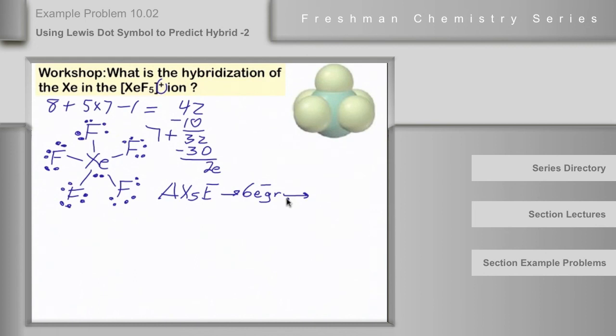And therefore, what hybridization? SP3D2? No, not quite. We need 6 hybrids. Still not right. That's only 5. SP3D2, or if you prefer, SP3, D2, which I consider to be the same thing. So that's the hybridization of the xenon in this compound. You can see its shape over here. It's sort of a square pyramidal shape, but we covered all that back a ways.